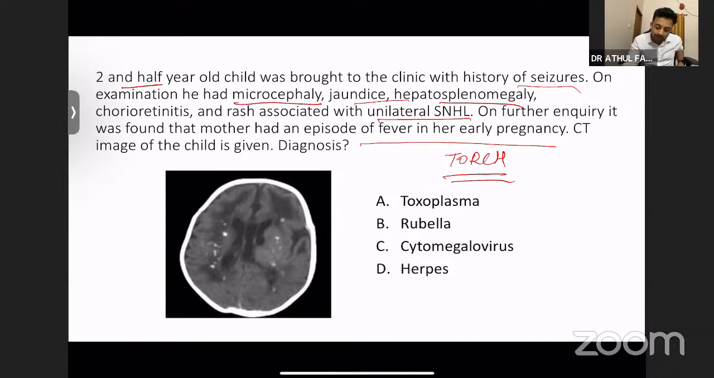So if you see the image, this is the right side of the brain, this is the left side of the brain, this is the ventricle.